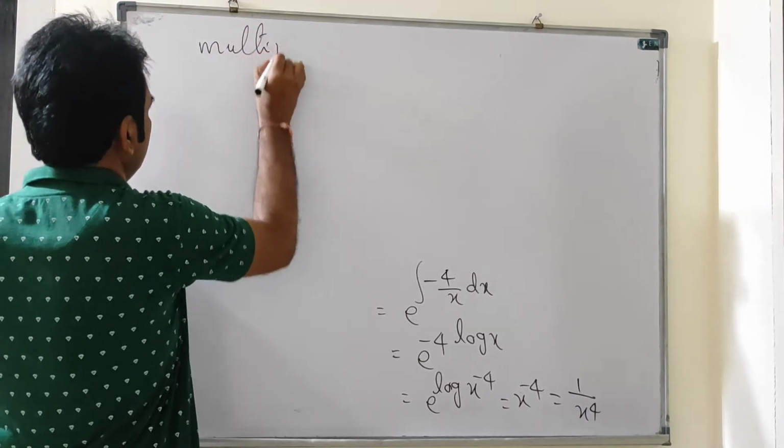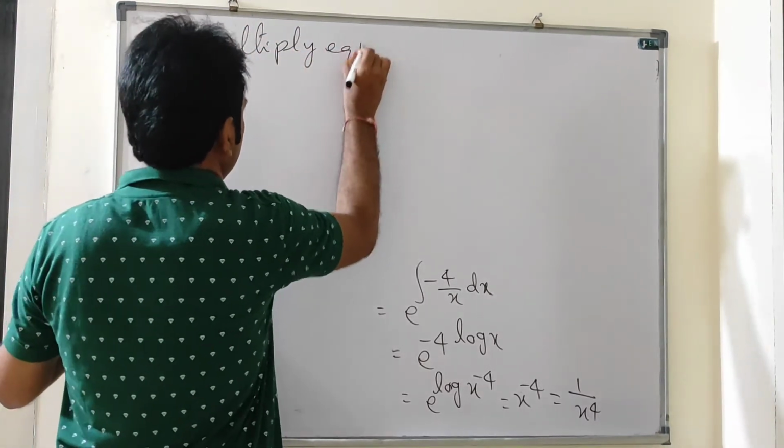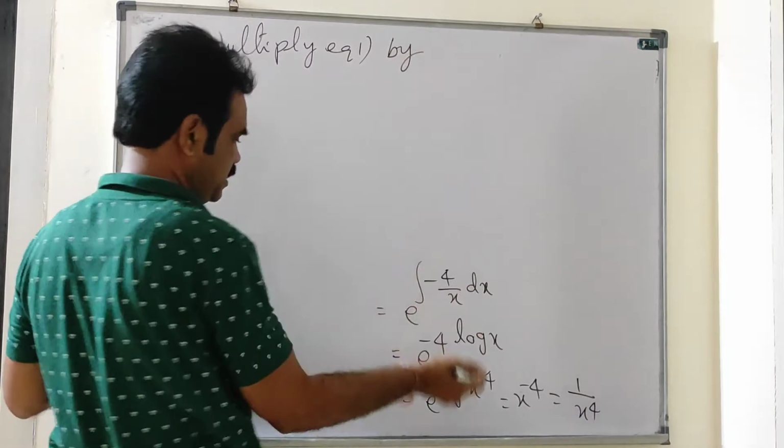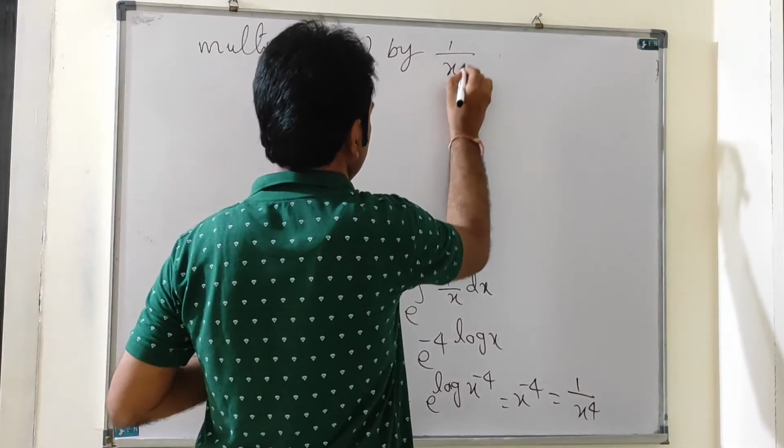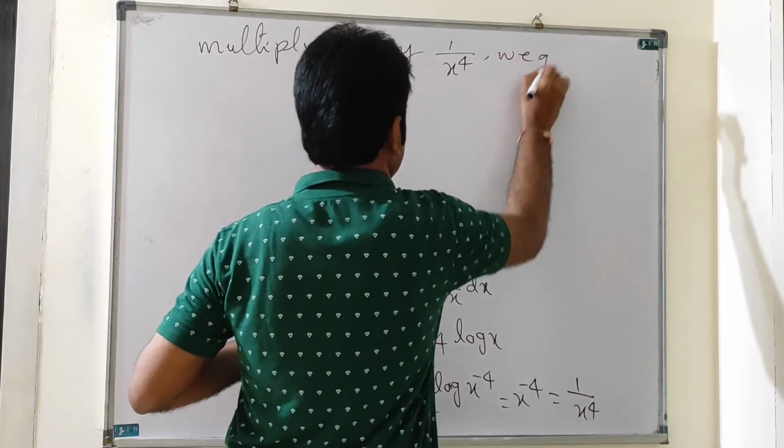Multiply equation 1, the given equation, by the integrating factor. What is the integrating factor? 1 by x power 4.